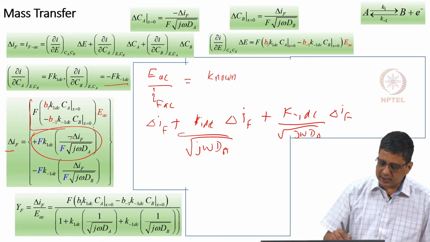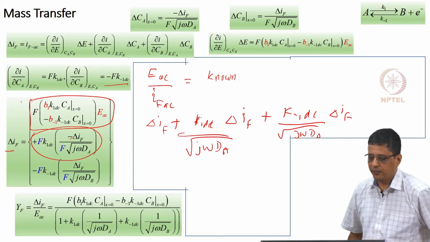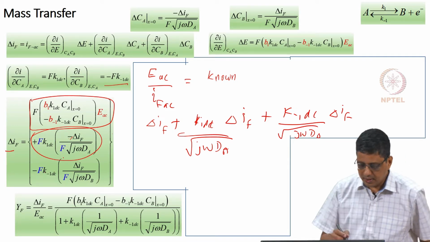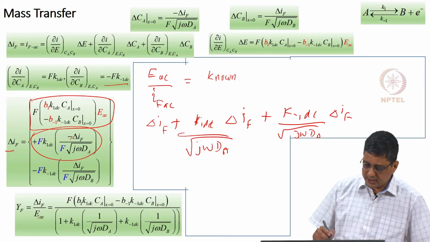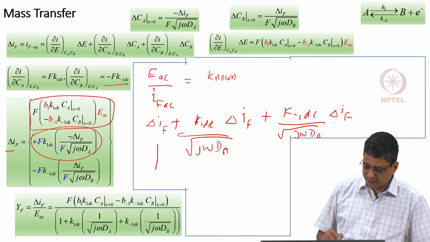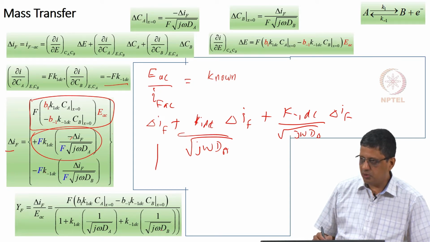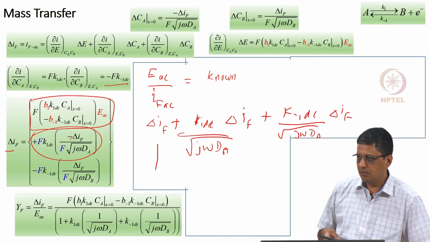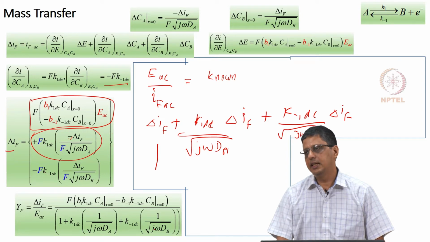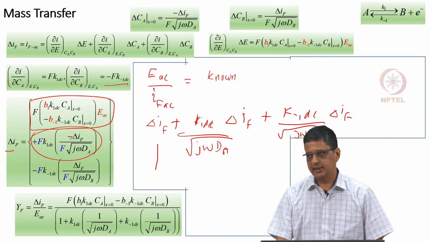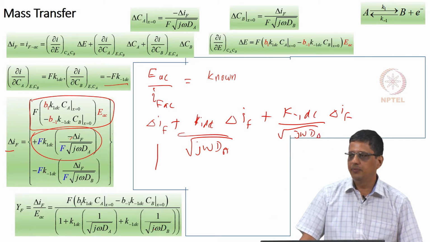On the right hand side, we are just left with this. Then take the ratio of del IF by EAC, you are going to get 1 here plus K1 DC divided by square root of j omega dA, K minus 1 DC divided by square root of j omega dB. Does it make sense? It is okay. So, this is the expression for semi infinite boundary layer thickness, and this will simplify when you have EDC equal to 0.